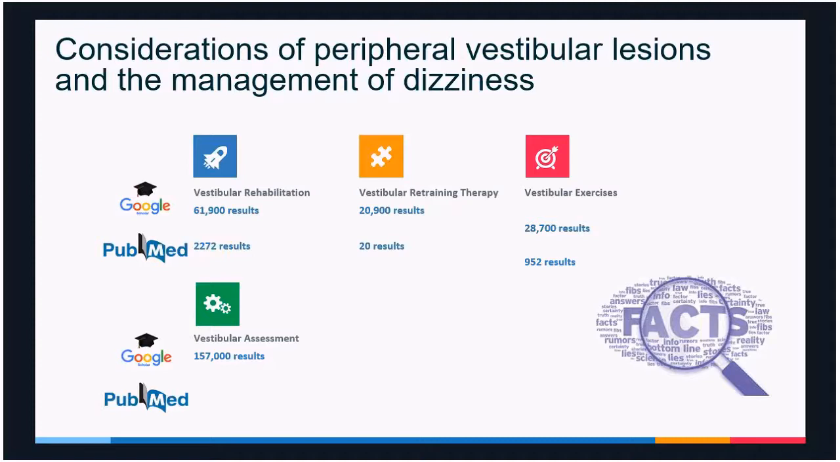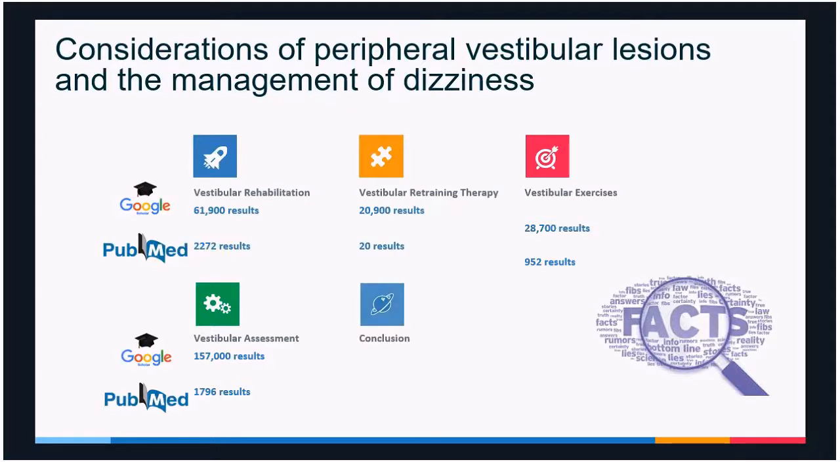On Google Scholar, we'll find that presently, and this search was only conducted a couple of days ago, we're almost up to 160,000 results in terms of how we might assess the vestibular sensory system. In PubMed, a little bit less, obviously. We're at 1,796, but still a huge body of evidence for us to be considering.